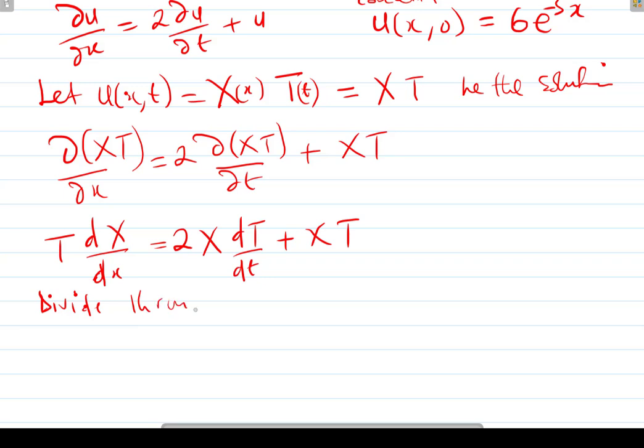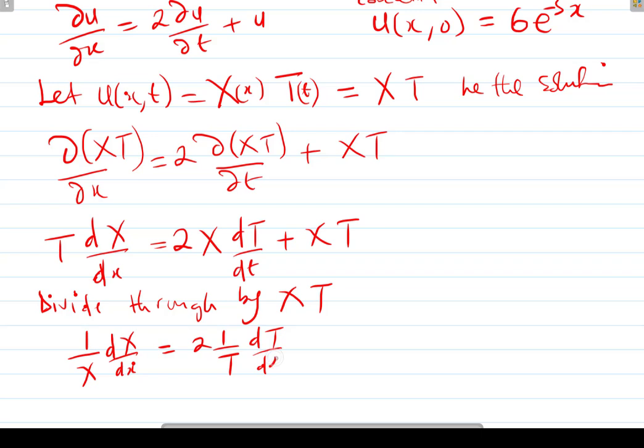Okay, now after doing that one, we can now divide through by XT. So the moment we do that, we expect the first one here to have 1 over X dX/dx equals 2 times 1 over T dT/dt, small letter t like that, and then here it will be just 1. You see that? So there it will be just 1.